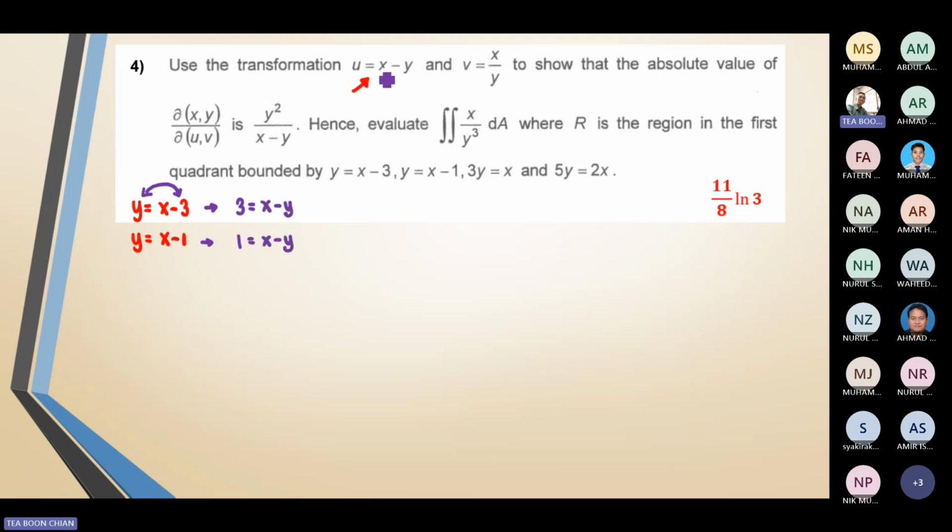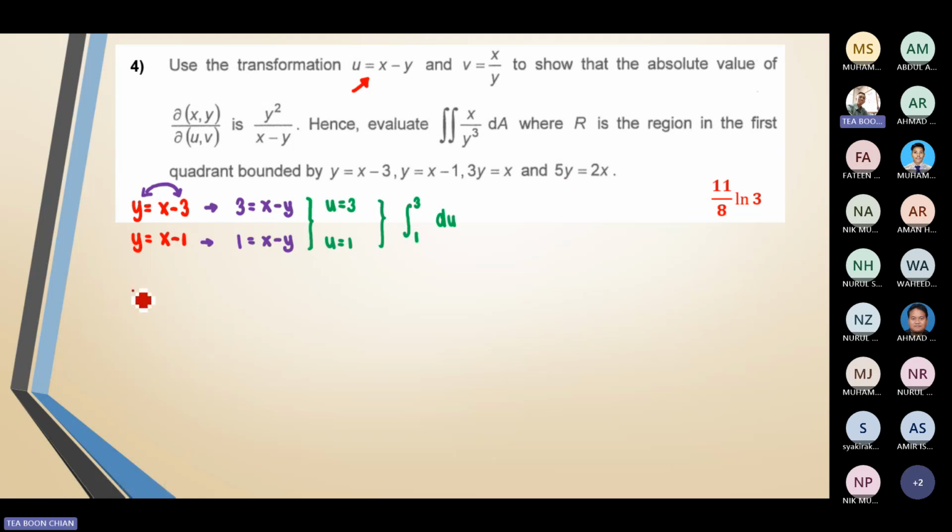Now, this pair becomes your u. And your u equals 3, your u equals 1. This gives you the limit of integration from 1 until 3 with respect to u. The first pair is for u, therefore the second pair will be for v.